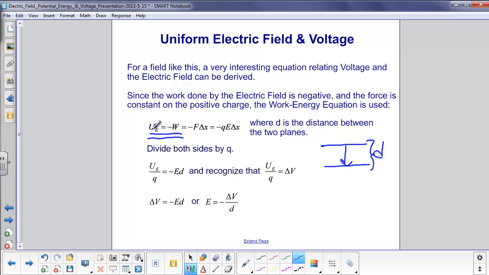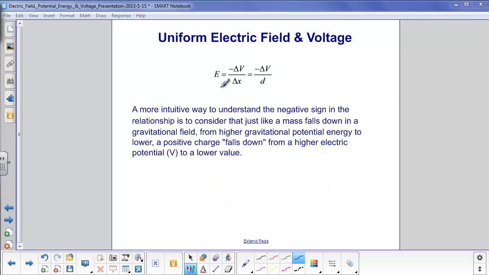So we'll take this equation here, potential energy is minus QE delta X, divide through by Q, seems to be a common factor in all of this work on electricity, and we get potential energy divided by Q equals minus ED. E is electric field, D is the replacement for delta X, it's the distance between the two plates. We also know that potential energy per unit charge is just voltage, so we now have voltage equals minus ED, or E is equal to minus delta V over D.